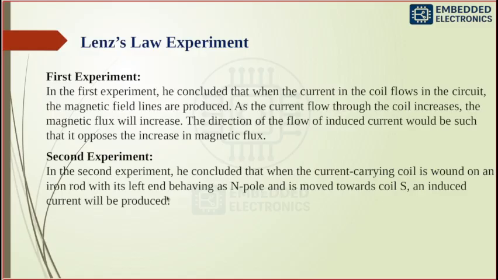And in the second experiment, he concluded that when a current carrying coil is wound on an iron rod with its left end behaving as N pole and is moved toward the coil S, an induced current will be produced. When the N pole is moved towards the S, induced current will be produced.